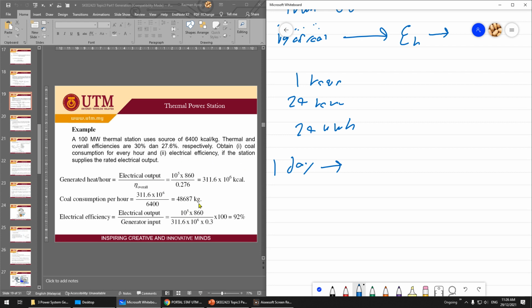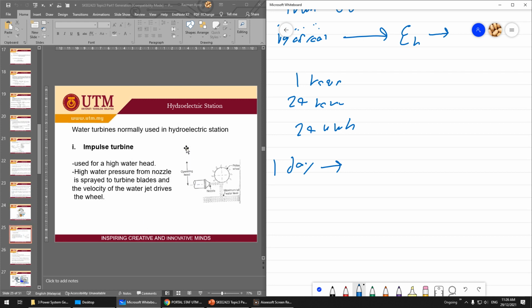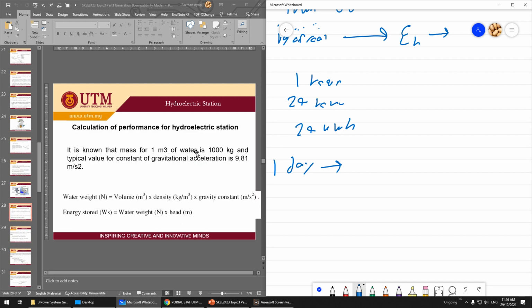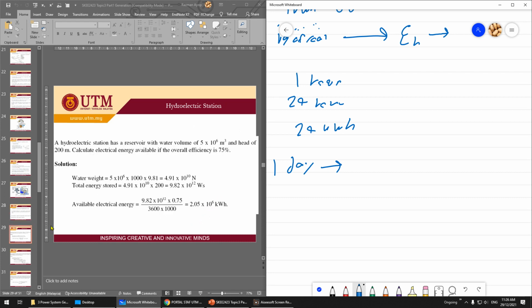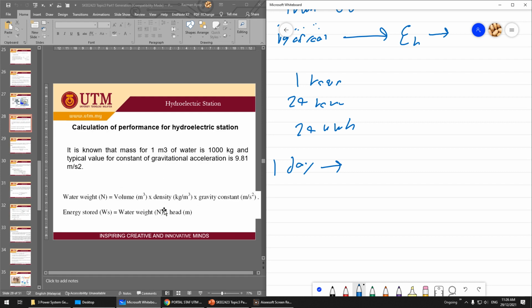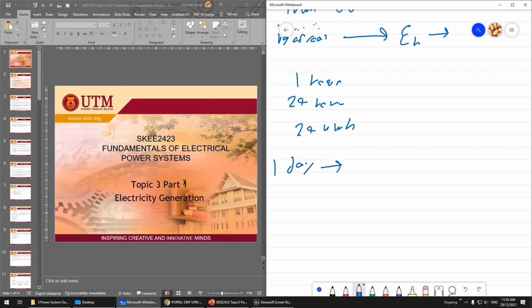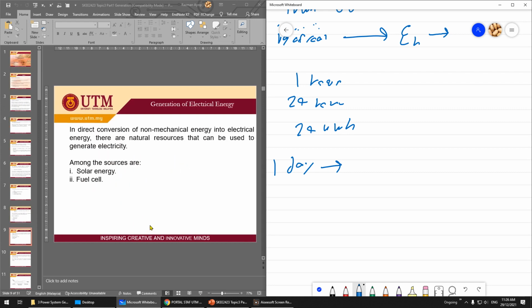Make sure you know the thermal power station, and of course you also need to know how to calculate the hydro power station. For this one, the weight equals this, and for energy stored you use this equation. Make sure you know how to calculate this. That's it. So you can practice for hydroelectric and the thermal, and of course a little bit of theory. Make sure you know.